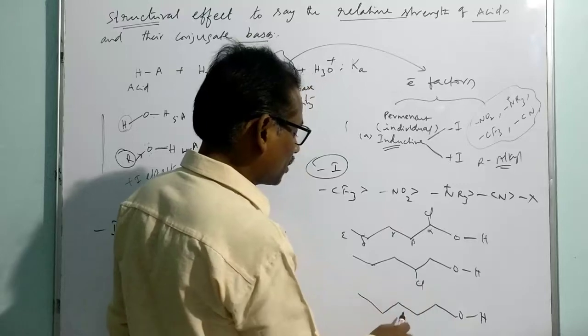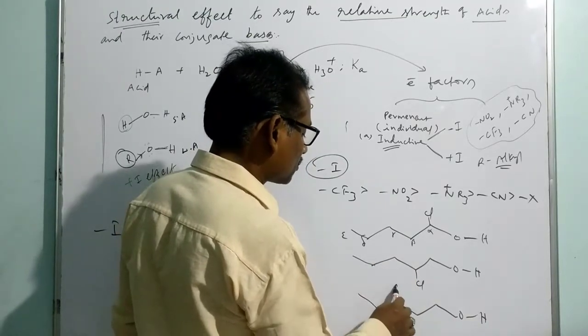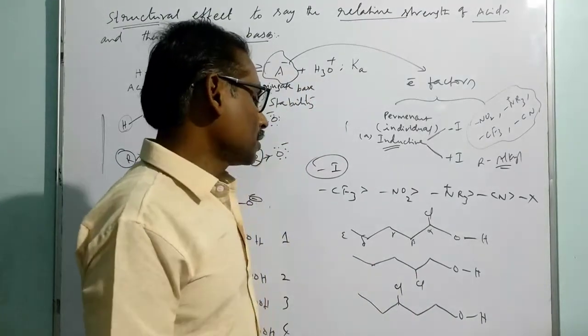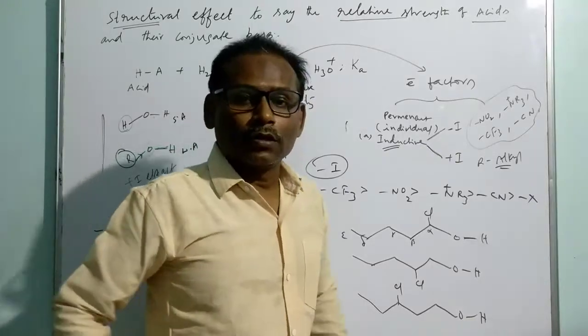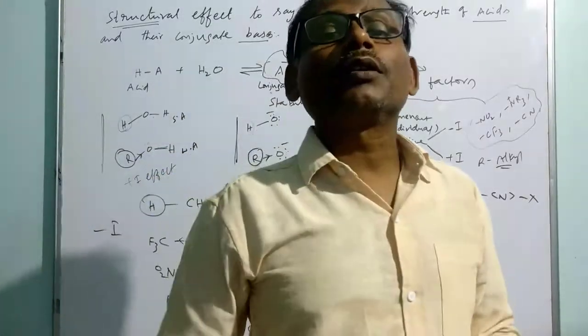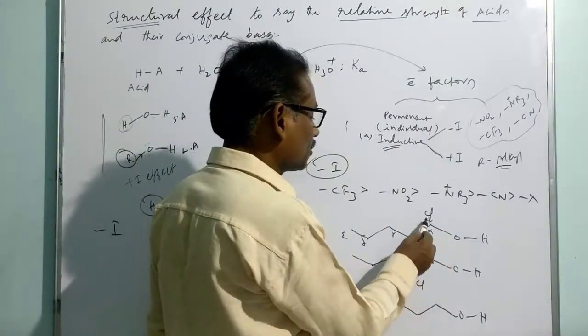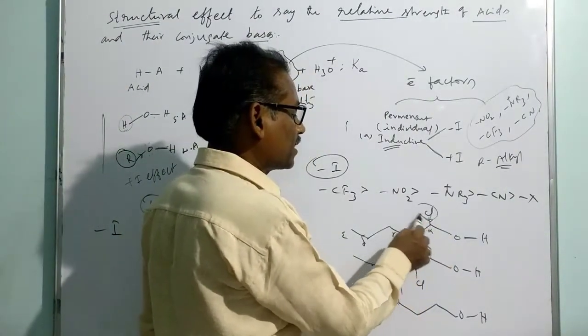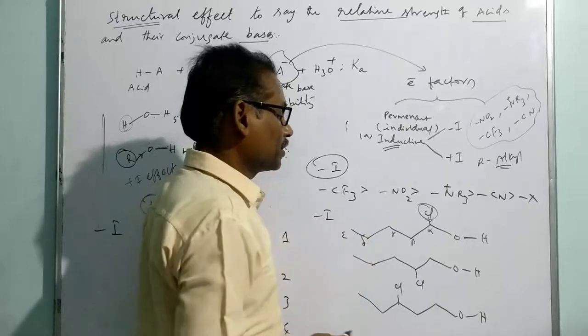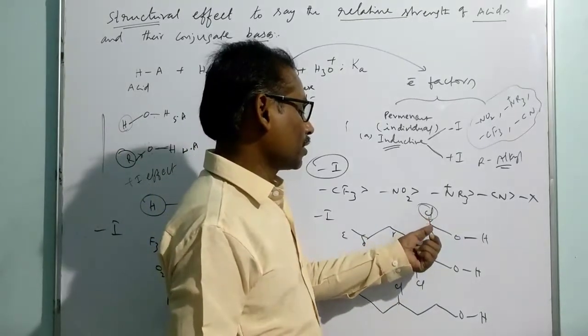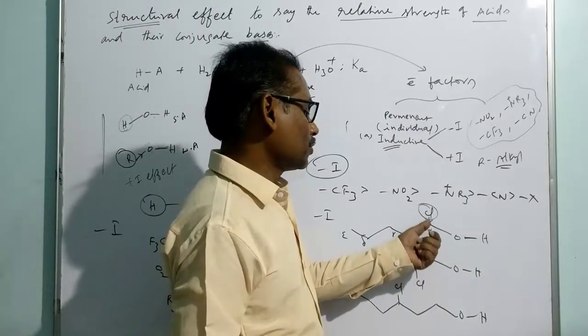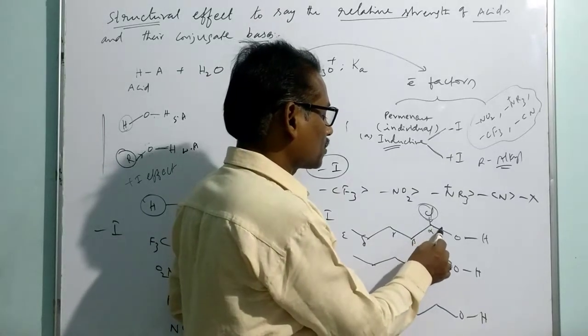Let me substitute chlorine at the gamma position. So in these three compounds, in which case is the ejection of the proton so easy? Here this group is responsible for withdrawing the electron, which means it is acting with a minus I effect. This highly electronegative atom polarizes this bond, and the impact will be seen here also.